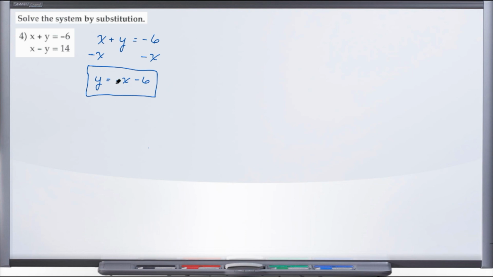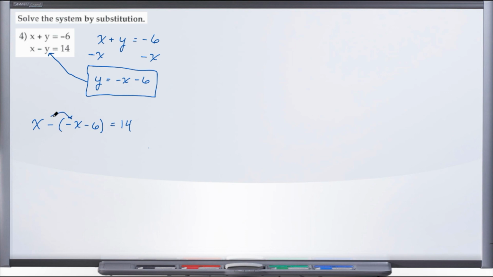Alright, so now that we've solved for y for equation 1, let's take this value and plug it into equation number 2 anywhere we see a y, and of course y only appears one time. So what we are going to have is, we'll do it down here, x minus, well, we're not going to use y anymore, we're going to use the value of y that we just solved for. So plug in with parentheses, x minus (-x minus 6) equals 14.